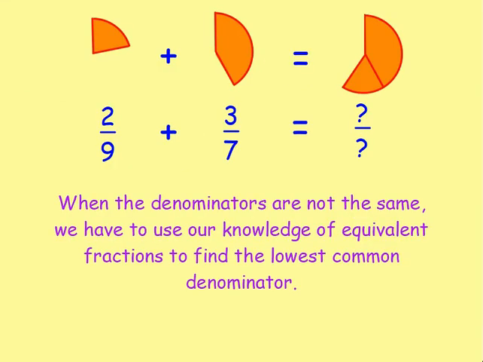However, if we have, say, 2 ninths and we add on 3 sevenths, well, that's harder to get. We don't know what that's going to be. And the reason is because there are different sizes. This one here is ninths, this one here is sevenths. The denominator is different, so we can't just add the numerators the way we did before. What you have to do is use your knowledge of equivalent fractions.